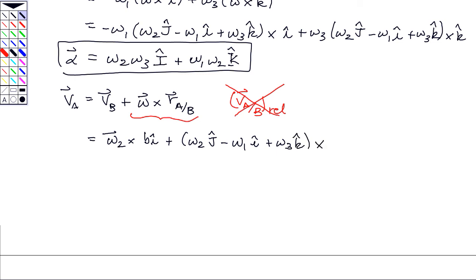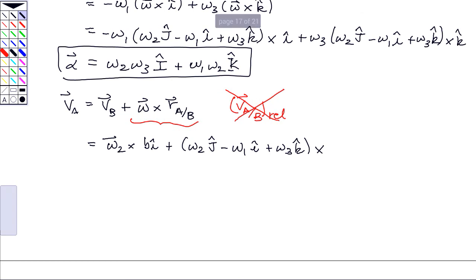crossed with r from b up to a. That's the radius r in the little j. And so when we sort all that out, the velocity of a turns out to be several different terms. Let me write this as minus r omega 3, again keeping in mind that the little ijk and the big ijk are aligned at this instant in time.